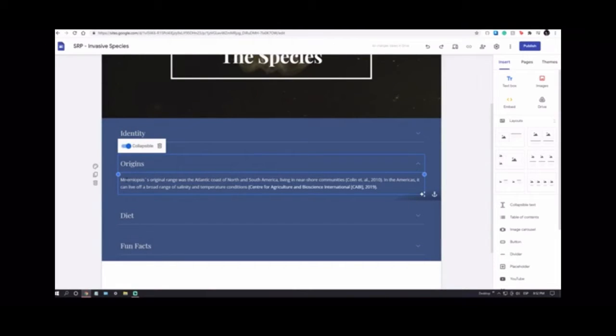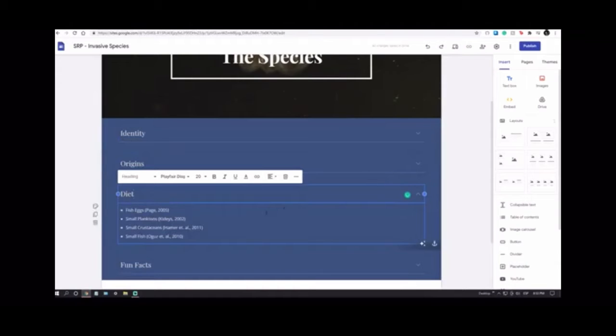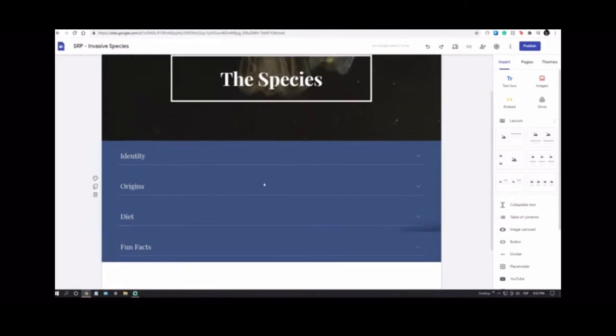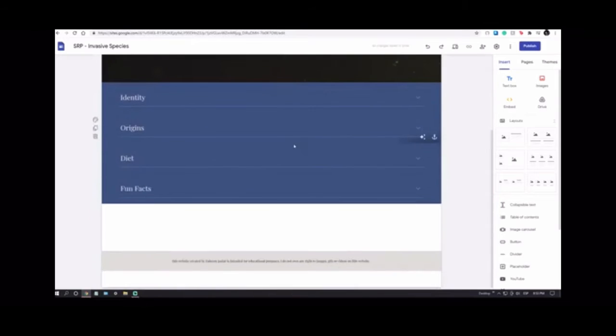The next tab is the Origins tab, which discusses the original range of Mnemiopsis in the Atlantic coast of the Americas, living in nearshore communities in broad ranges of conditions. The Diet tab discusses what Mnemiopsis consumes, which includes fish eggs, small planktons, small crustaceans, and small fish. So basically, any animal smaller than it. These two tabs, the Origins and the Diet tabs, will be expanded upon in the distribution and the impact pages.